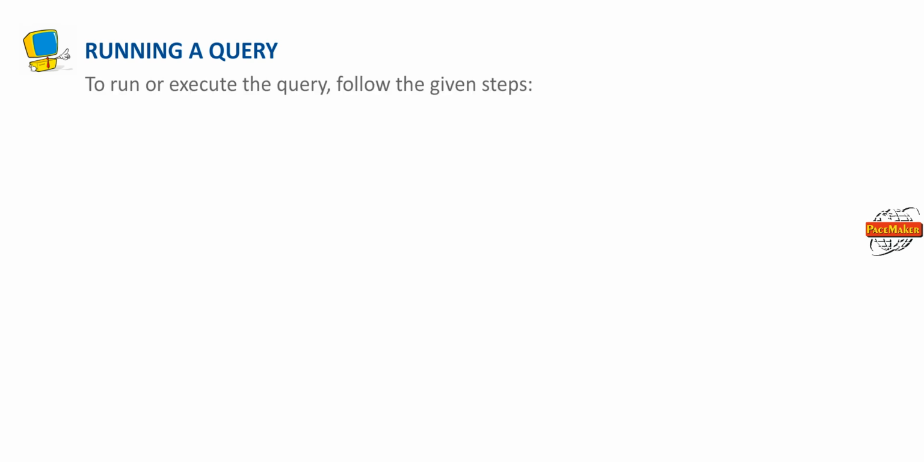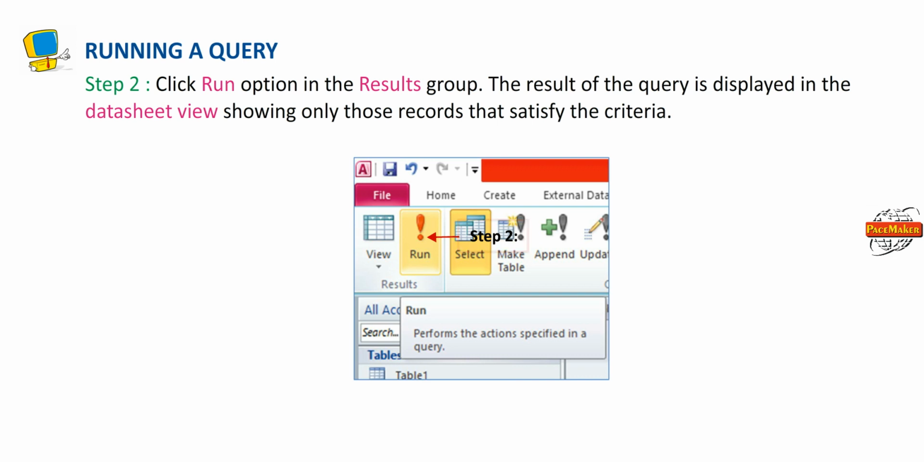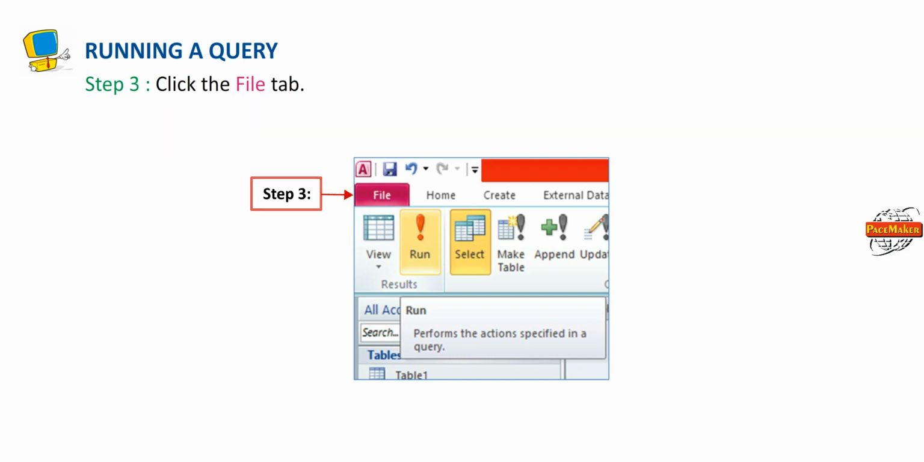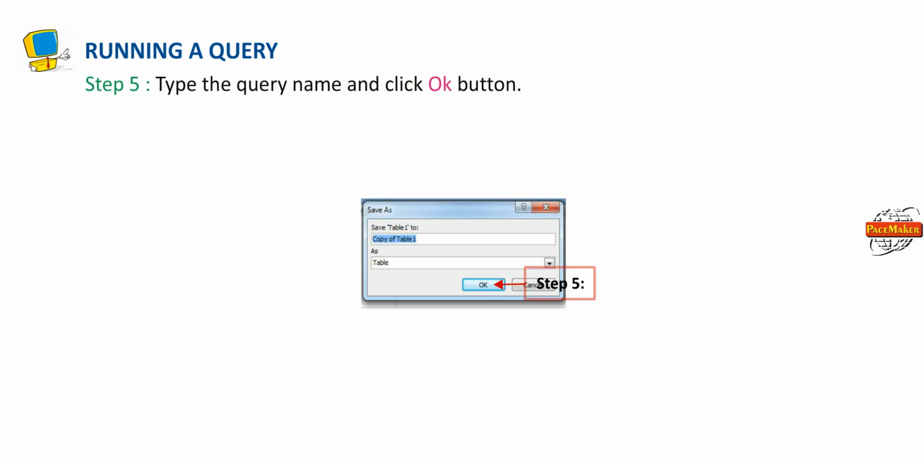Running a query. To run or execute the query, follow these steps. First, click on the Design tab. In step 2, click the Run option in the Results group. The result of the query is displayed in Datasheet view, showing only those records that satisfy the criteria. Then, click the File tab. In step 4, click the Save Object As option to open the Save As dialog box. In step 5, type the query name and click the OK button.